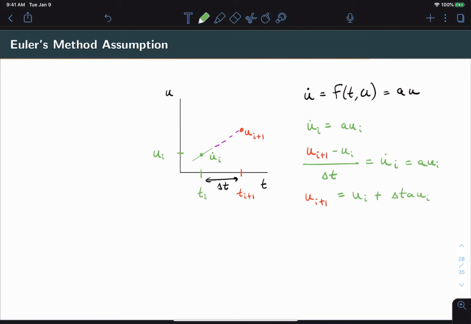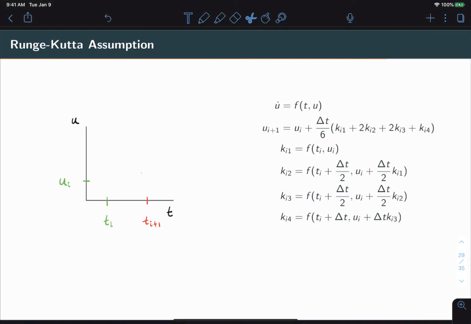Extremely simple. If the system is not linear, well, we can just simply replace this with some more general function in terms of t and u. The Runge-Kutta method is simply a more sophisticated version of the Euler method, in that we actually calculate several velocities in the time interval delta t before making the final estimation of ui plus 1. But the setup is exactly the same.